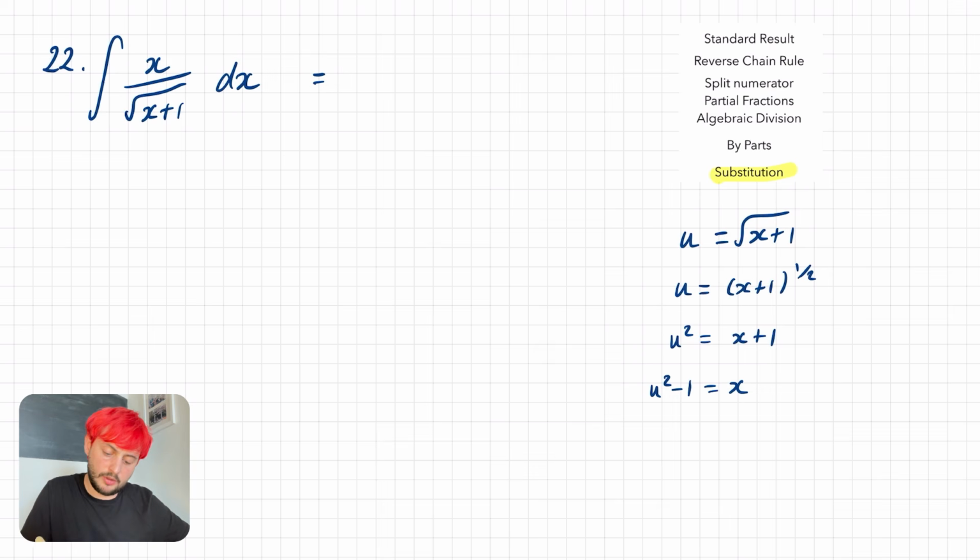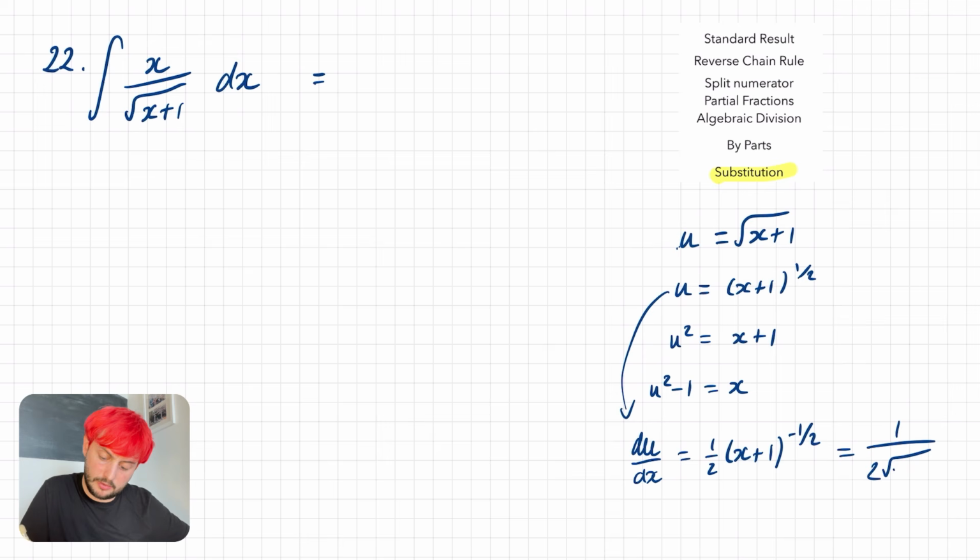Now we also need to find out what du dx is. So I'll take this second line that I've got here and I'm going to differentiate it. So du dx is going to be a half x plus 1 to the minus a half, meaning that I could say that this is actually 1 over 2 root x plus 1. So I can now multiply that through and I get 2 root x plus 1 du is equal to dx.